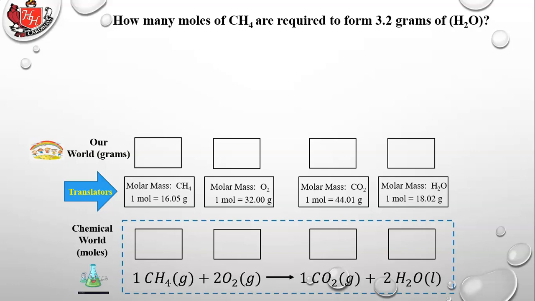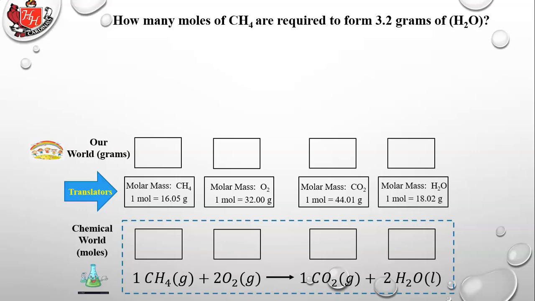So again, look at the graphic organizer. I want you to get used to using this. Up at the top, picture some little children. That represents you. That represents us. That's our world. We can measure things on a scale in grams. Down inside the blue dashed line is the chemical world. It's counting numbers of particles, numbers of molecules, numbers of moles, relationships, ratios of moles.